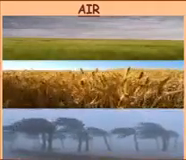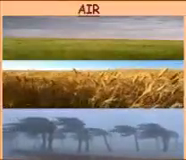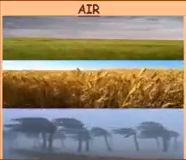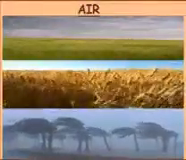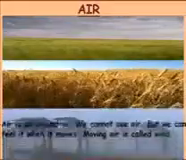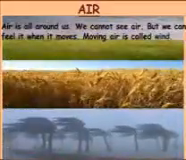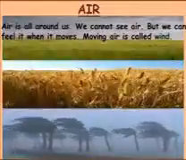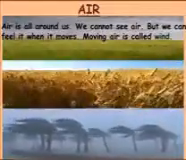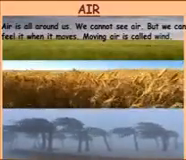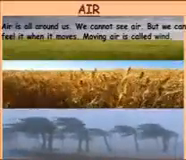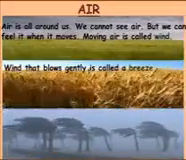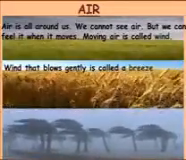Let's learn more about air. Firstly, know what is air. Air is a mixture of gases, mainly oxygen and nitrogen. Air is all around us. We cannot see air, but we can feel it when it moves. And this moving air is called wind. The wind that blows gently is called a breeze, and very strong wind is called a storm.